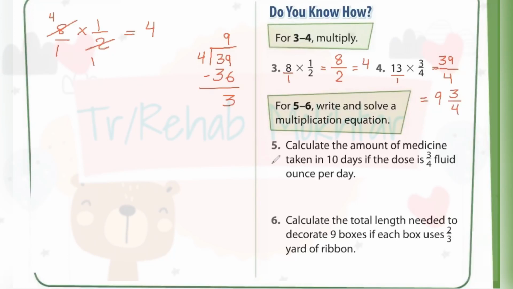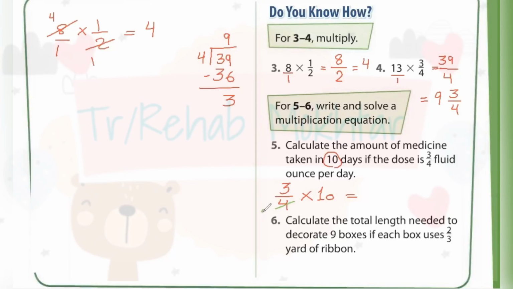Number 5. Calculate the amount of medicine taken in 10 days if the dose is 3 out of 4 fluid ounce per day. So I will multiply 3 out of 4 times how many days? We have 10 days, times 10. Is there any common factor between numerator and denominator? Yes, teacher, both of them are even numbers. So I can divide by 2.